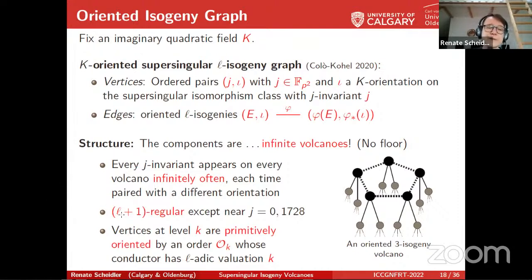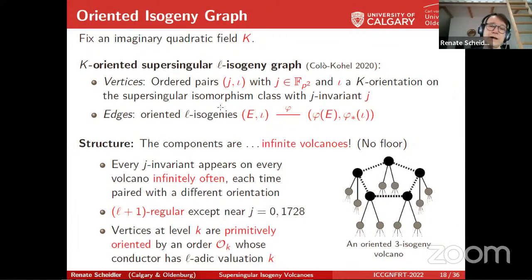The thing is still L+1 regular, except near our two problem J invariants. And the vertices at level K are now precisely those J invariants where you have a primitive orientation. So we have a very similar structure. So this is really nice.